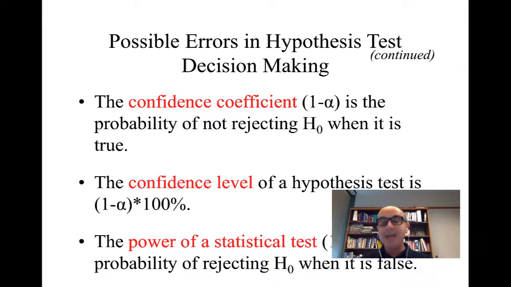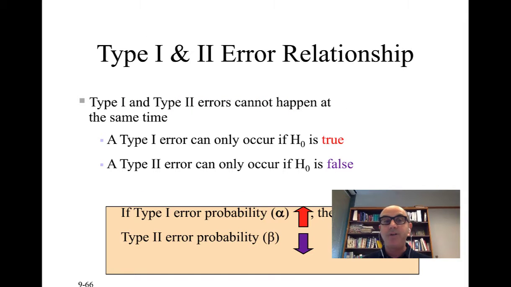So the idea here is that the confidence coefficient, 1 minus alpha, is the probability of not rejecting the null hypothesis when it's true. The confidence level of a hypothesis test is 1 minus alpha, multiplied by 100%, and the power of a statistical test, 1 minus beta, is the probability of rejecting the null hypothesis when it's false.